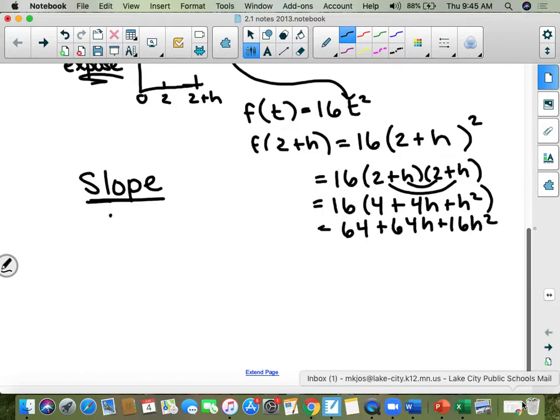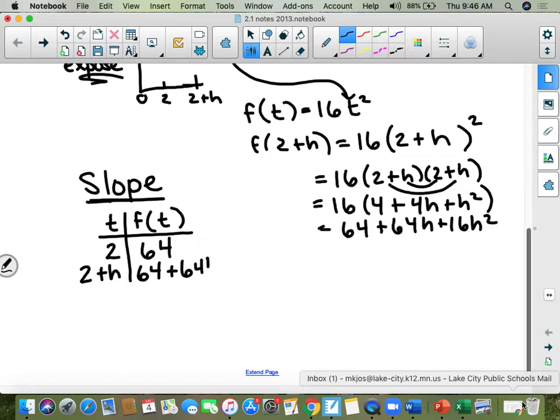You had a t and an f of t. I'm just going to show you the number line now, or the table. When you tried a 2, it was supposed to be 64. But now the next, it's not going to say a number, it's going to say 2 plus h. So in place of all the t's, I put 2 plus h. So I got 64 plus 64 h's plus 16h squared for my y value.